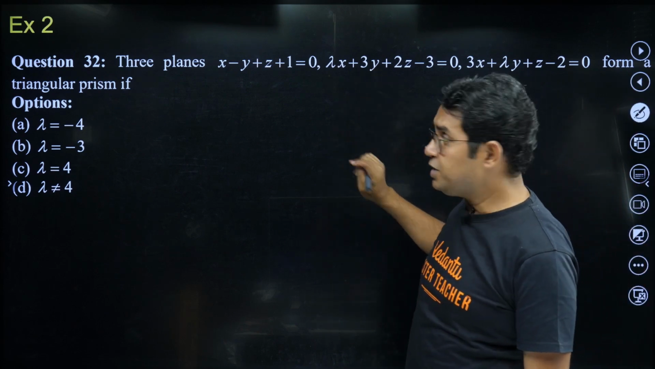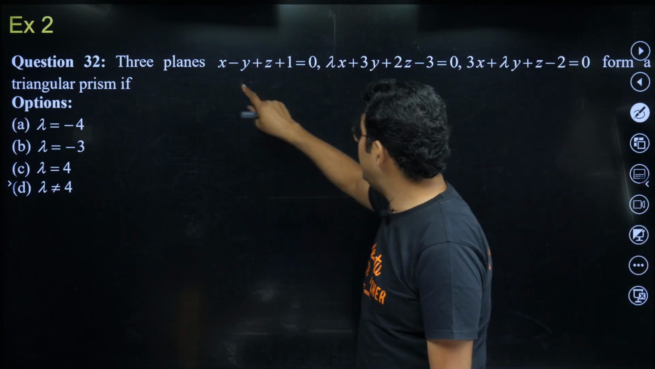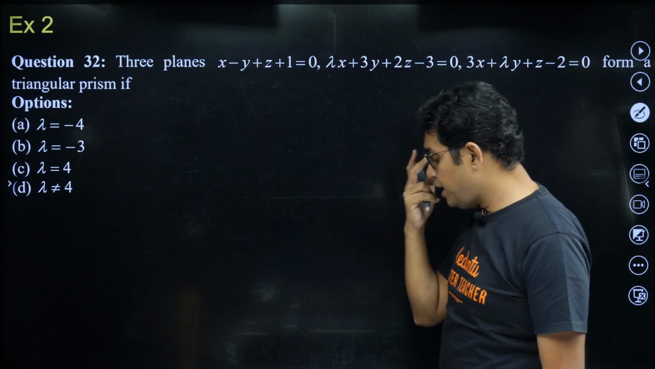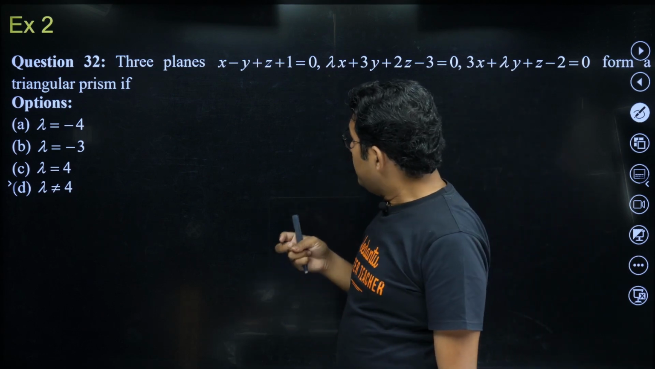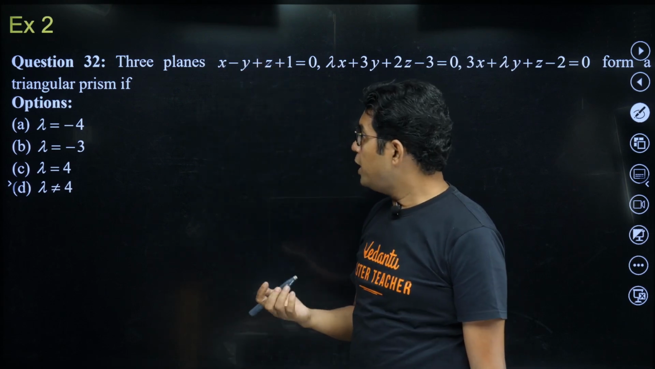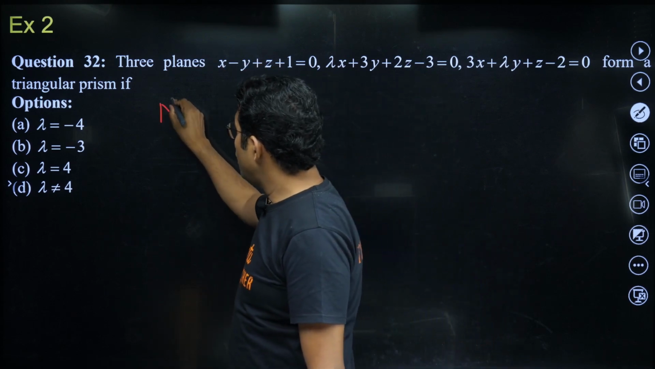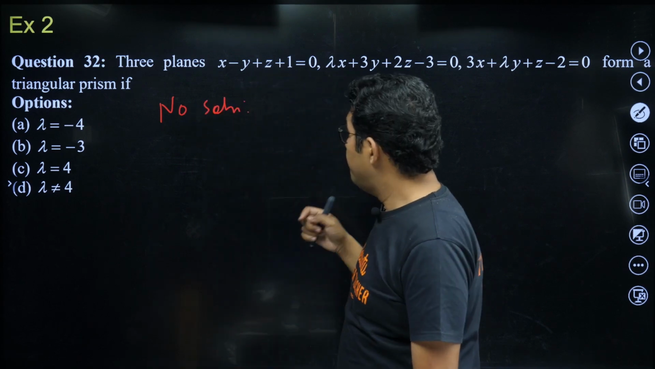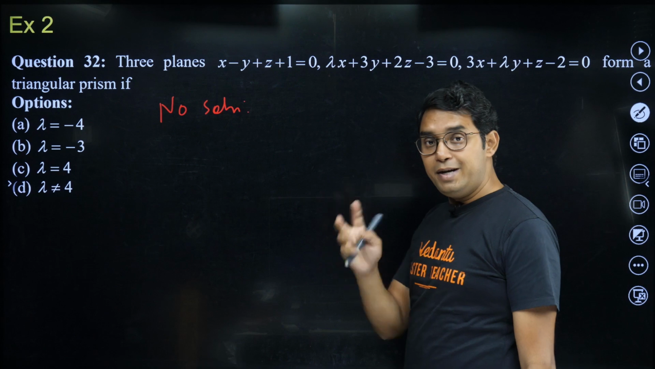We can do one more question here. Here they are asking, 3 planes are given. They form a triangular prism if. Now please understand what we can do here, because triangular prism means no solution case. Now you know, in the no solution case or infinite solution case, in both of them we equate the determinant D equal to 0.